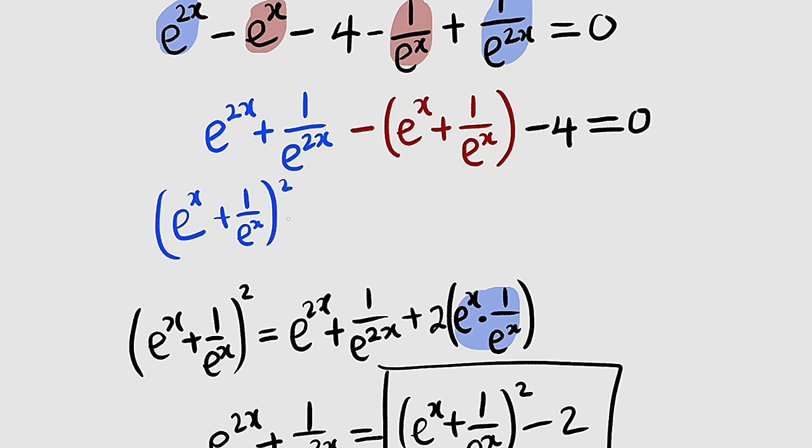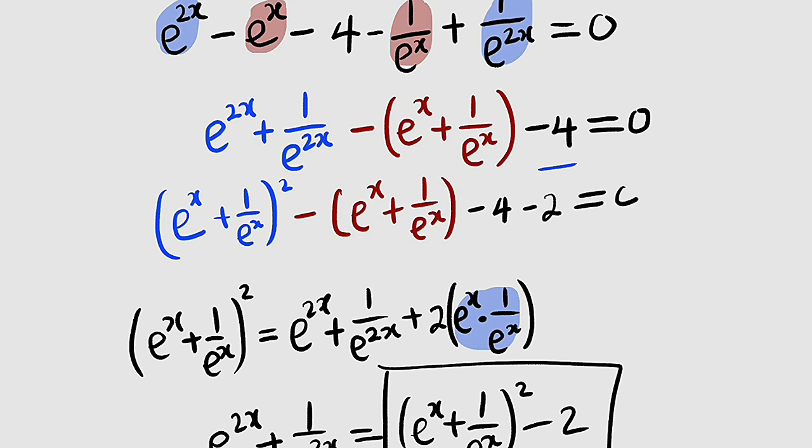Well, let me take the minus 2 together with this minus 4. Let me bring this one: (e^x + 1/e^x). Then we have minus 4, and then the other minus 2. The whole of this equal to 0.